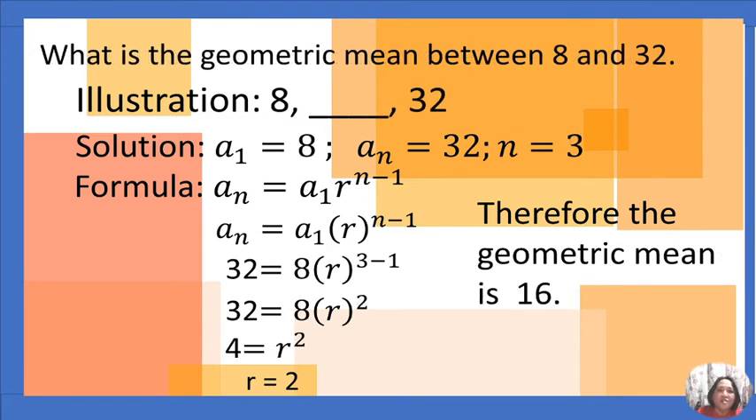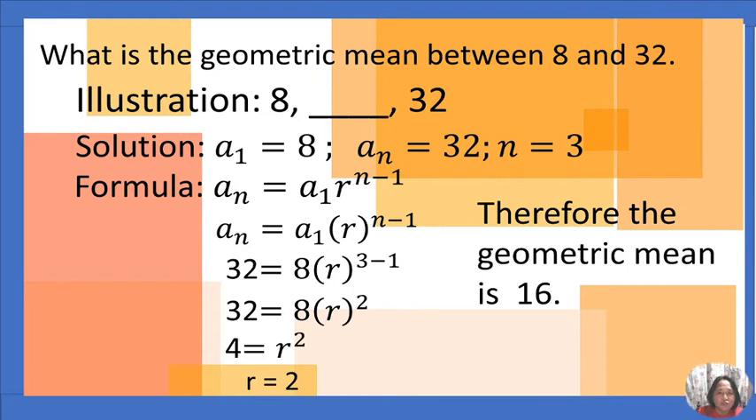Next, what is the geometric mean between 8 and 32? To illustrate the problem, we have 8, a blank, and 32. The first term is 8, the nth term is 32, so there will be 3 terms in the sequence. Again, it will form a geometric sequence, so we're going to use the formula for the nth term of the geometric sequence, which is a sub n equals a sub 1 times ratio raised to n minus 1.